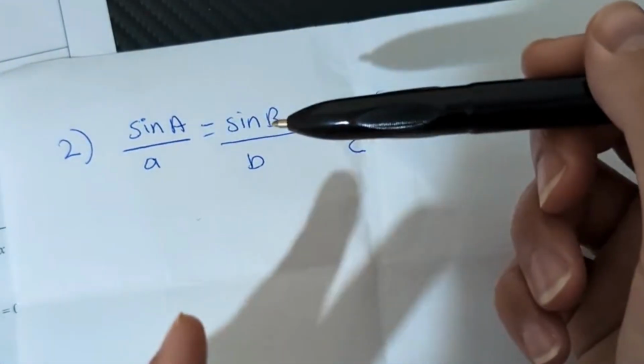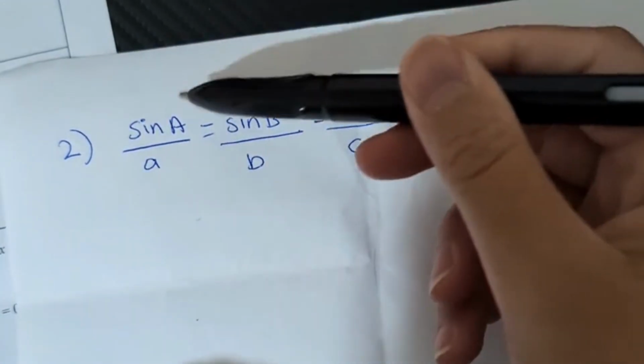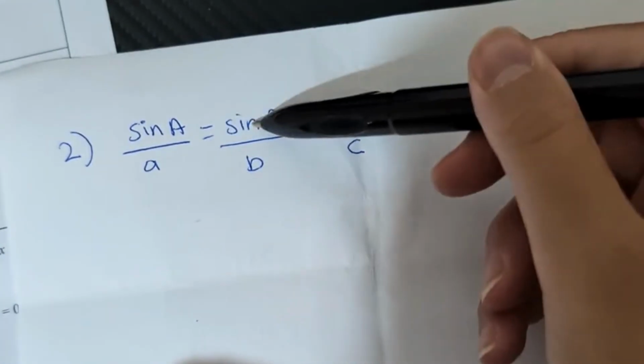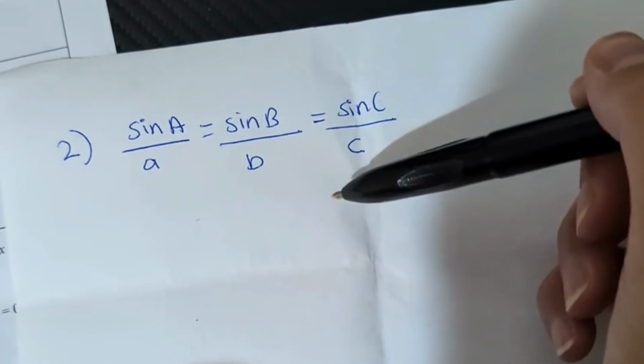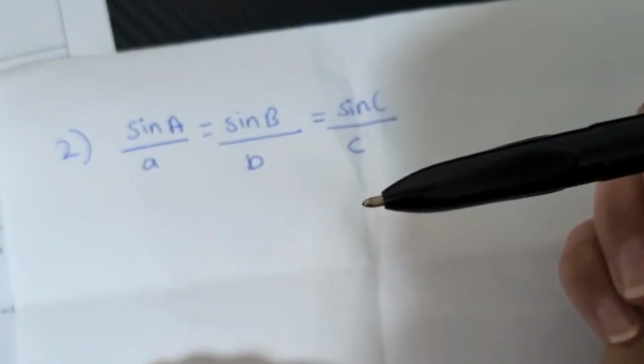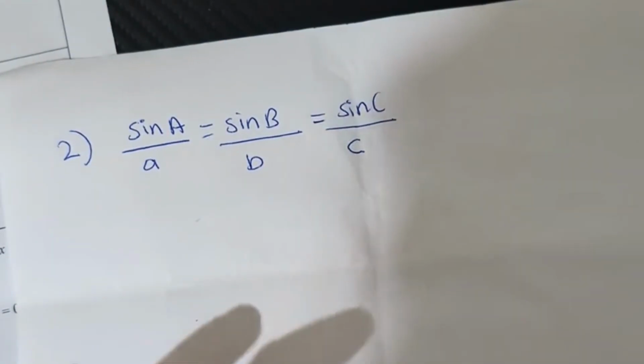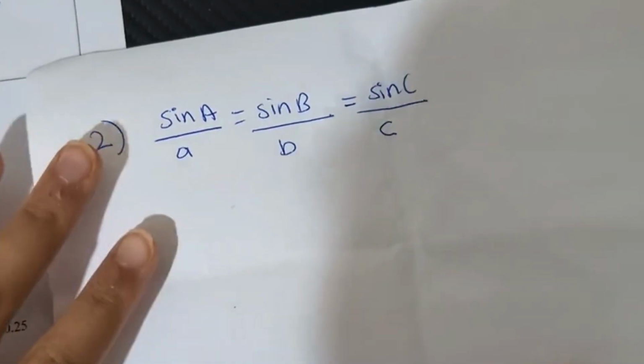If it was a missing length question, it would be the other way around. So we'll have a over sine A, b over sine B, c over sine C. That's just how the two different types of questions work with the formulas.